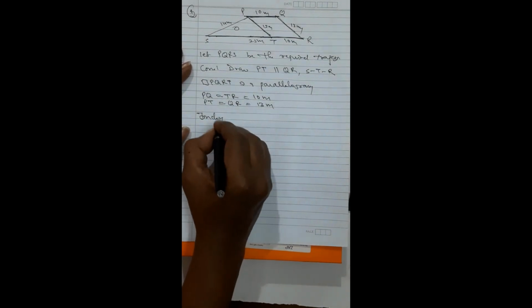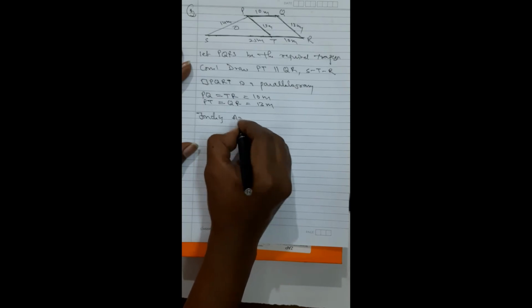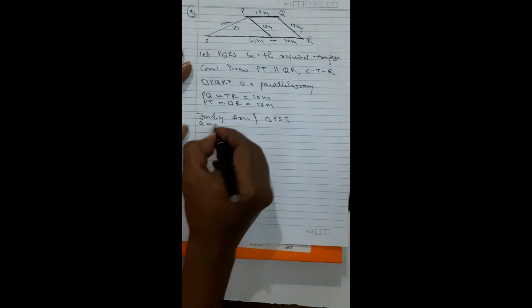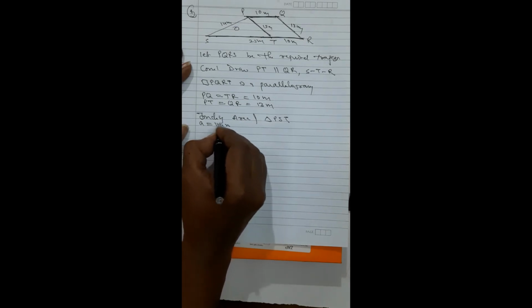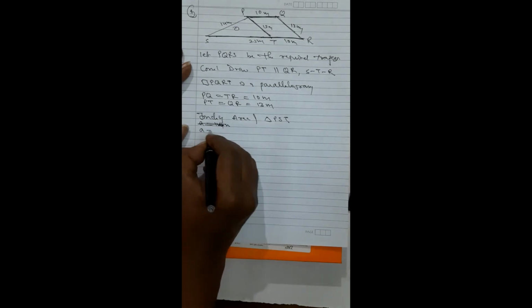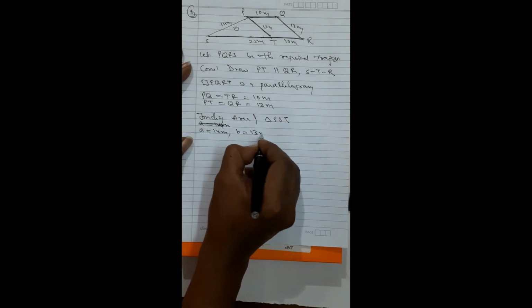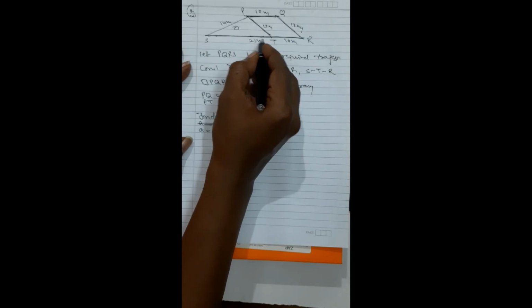Finding the area of triangle PST. A is equal to 14 meter, B is equal to 13 meter, and C is equal to, actually this 25 meter is of the whole.